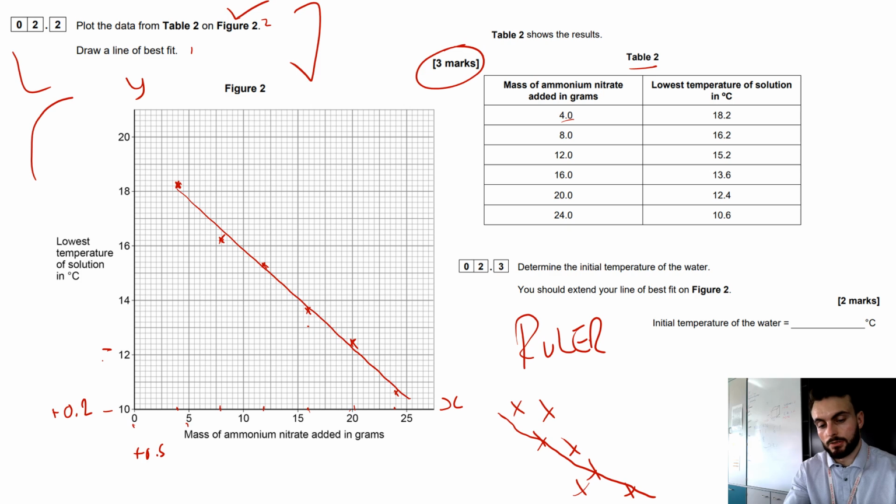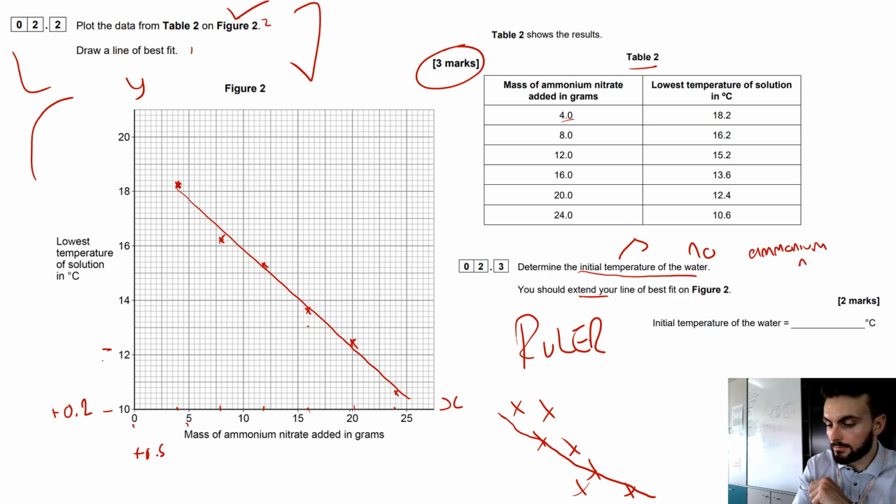Okay, that's pretty good. Right. Then next question. So you're going to determine the initial temperature of the water. You should extend your line of best fit. Initial temperature of the water means no ammonium nitrate. It's before we added it. So it's going to be what was the temperature of the water at 0 mass. So we're going to carry our line up with a ruler.